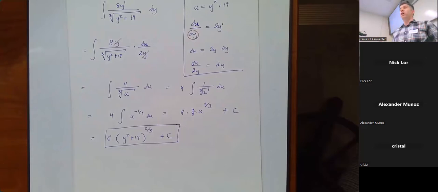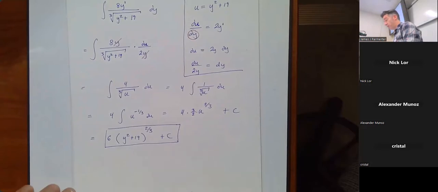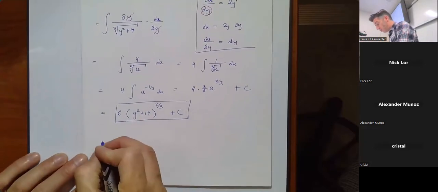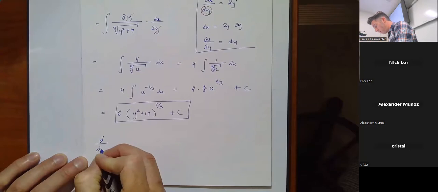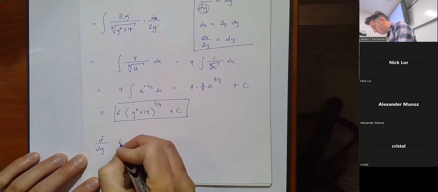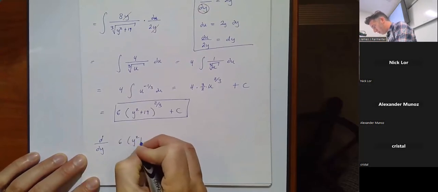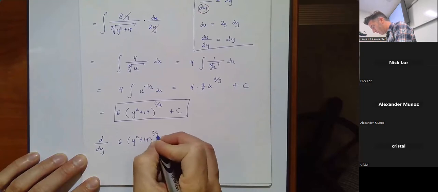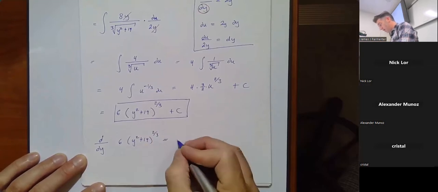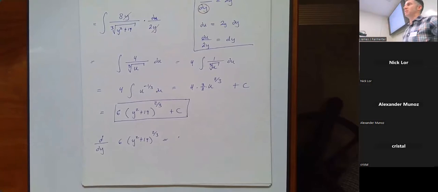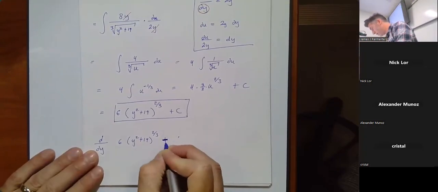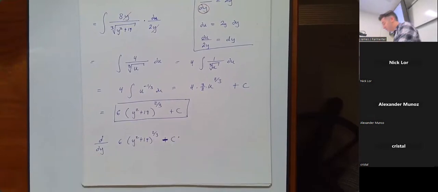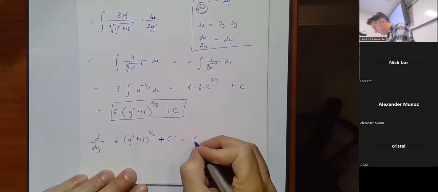But if you wanted to check to see if your answer is correct, you could take the derivative of this. So just to point out that we did it the right way, if I take the derivative with respect to y of this expression, 6 times y squared plus 19 to the 2/3 power, the 6 multiple hangs out. I didn't write the plus c because I know the derivative of plus c is going to be 0. I guess I could write it. Okay, fine. Twist my arm. Plus c.